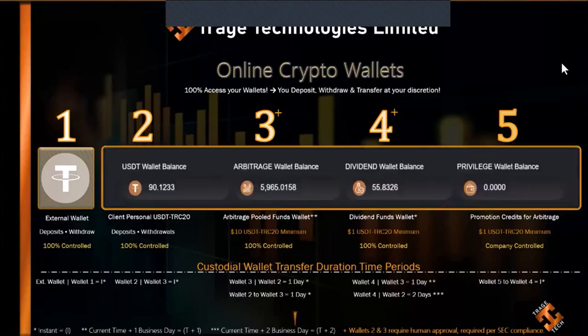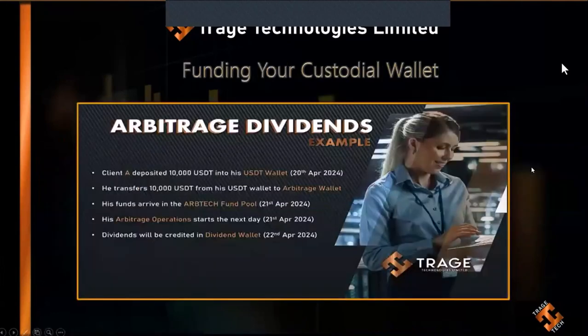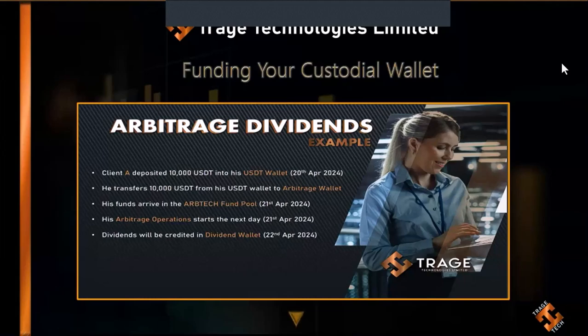Now, this is what it looks like in your back office: your USDT wallet balance, your arbitrage balance, your dividend, and your privileged wallet. Now, here's an example of how it works. Client A deposits $10,000 USDT in his or her wallet. Notice the term client. What's required regarding the FTC? You've got to be a client. Notice that when you signed up in Trage, there was no what? Referral fee.